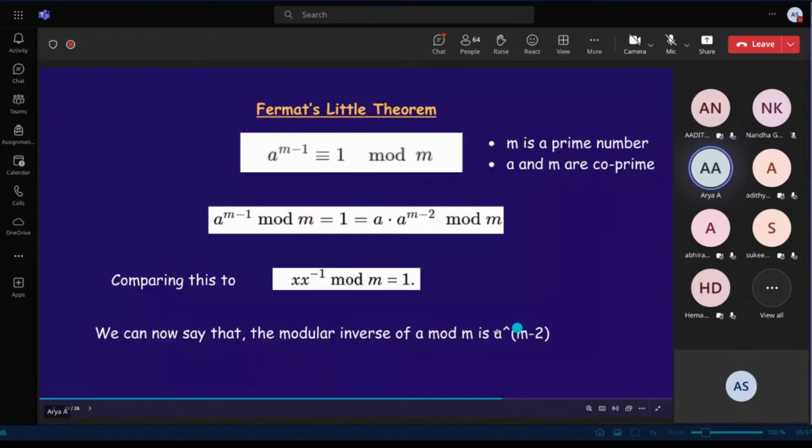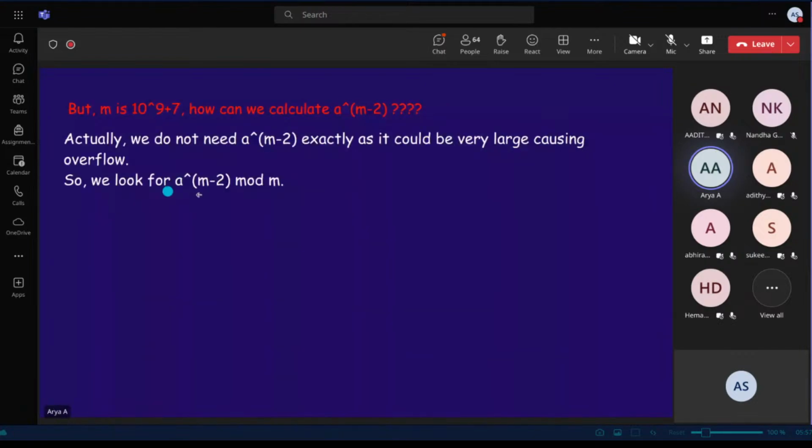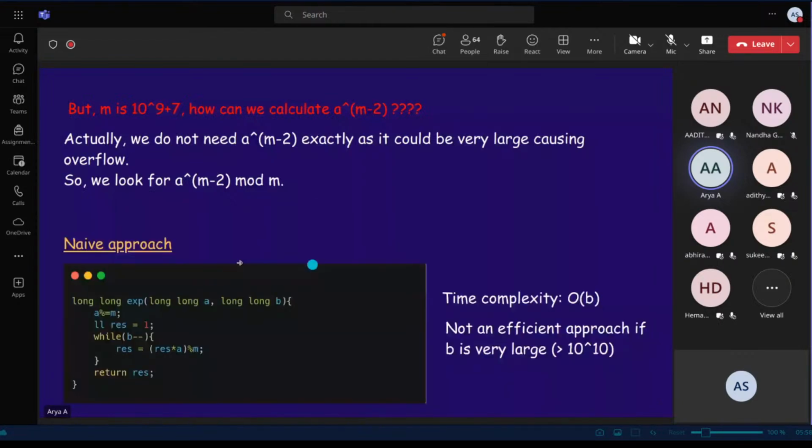Now this kind of form is good for us because it does not cause overflow. So we'll be trying to find this one. Now how are we going to find this? The most straightforward approach would be to multiply a m minus 2 times. So this is a naive approach.